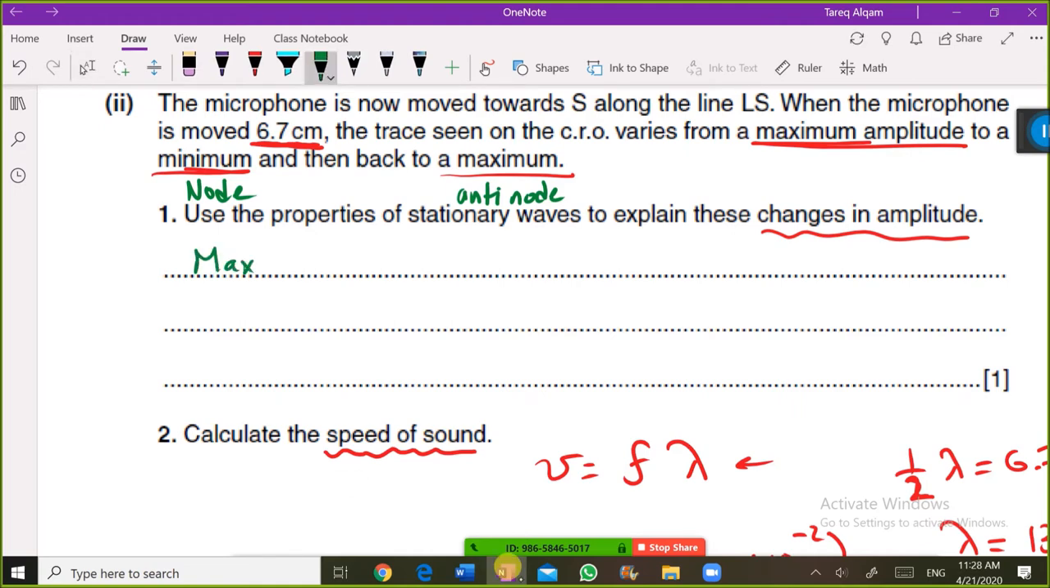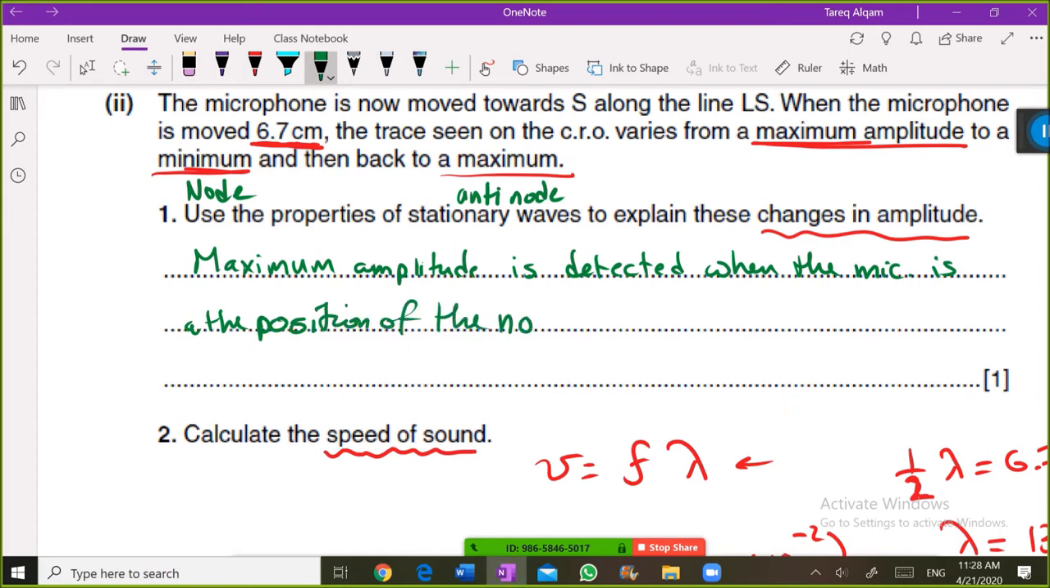Maximum amplitude is detected when the microphone is at the position of the antinode, with minimum amplitude is detected at the position of node.